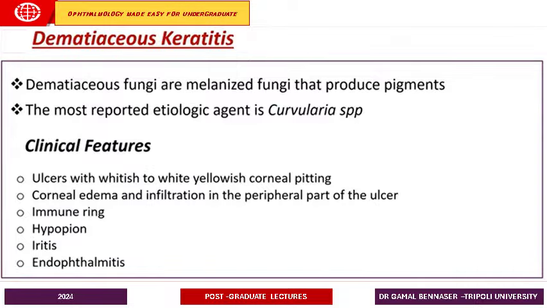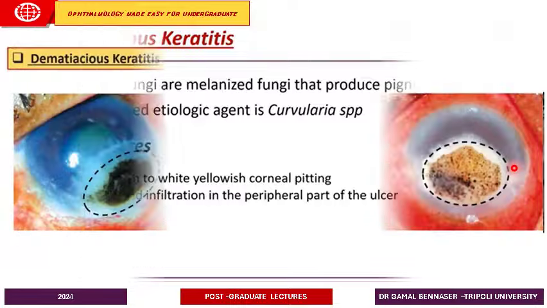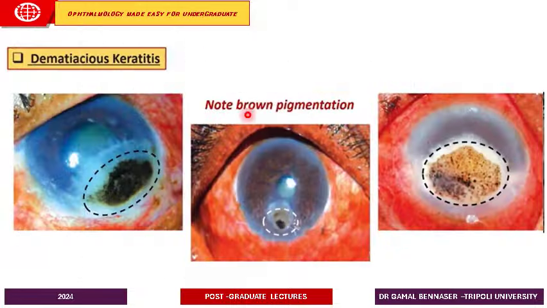Now, the other type of the septated hyphae causing mycotic keratitis is characterized by pigmentation, known as dematiaceous keratitis, caused by Cervularia species. It forms a corneal infiltrate with ulcer and with melanin secretions, and is also characterized by the presence of an immune ring around the lesions. This dematiaceous keratitis can infiltrate deeply and towards the periphery, and can cause severe hypopyon, iritis, and even endophthalmitis. So the characteristic feature is the presence of pigmentation, as you can see here.